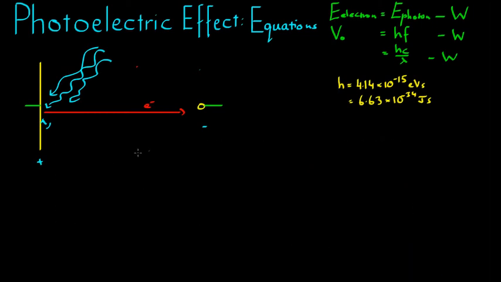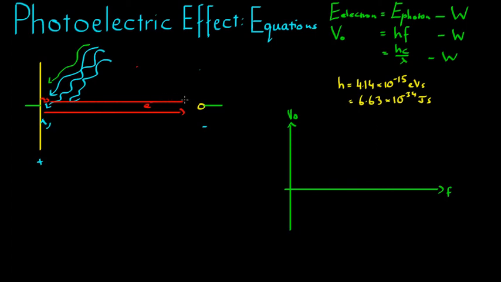Let's look now at the other graph. That's a graph of stopping voltage versus frequency. And we said before, there was a threshold frequency. And what the threshold frequency basically is, it's a photon that comes in that gives the electron just enough energy to get off the metal, but not enough energy to have any appreciable velocity across that gap there.